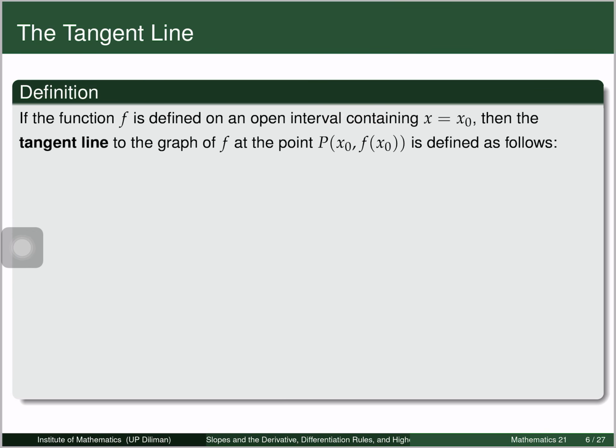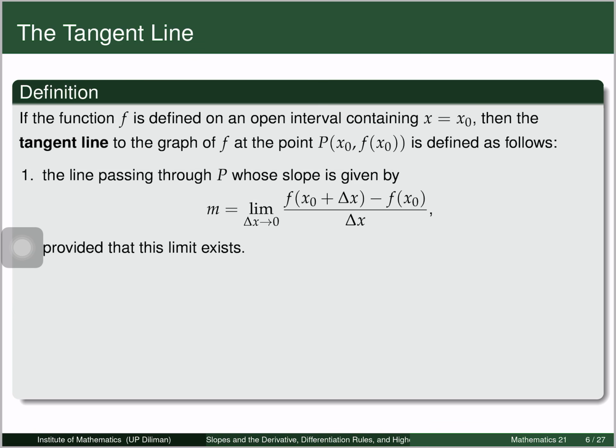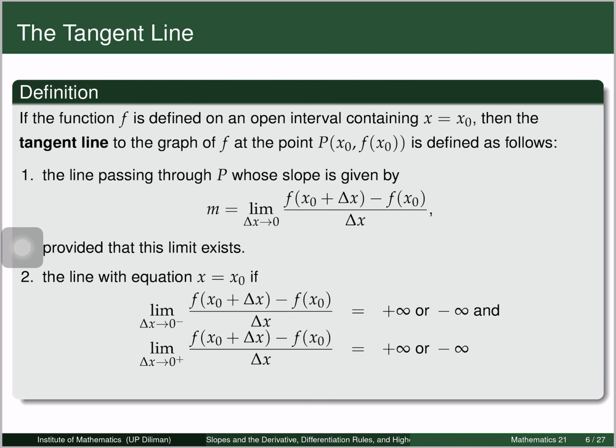Given a function defined on an open interval containing x equal to x0, yung tangent line to the graph of f at point P is defined as, so number 1, it is the line passing through P whose slope is given by this formula. So again, kasi kapag may line tayo, pwedeng para makuha natin yung equation ng line, may slope at saka point. So dito alam natin na yung slope ay itong formula na to, tapos yung point si point P. We can also have that the tangent line is the line with the equation x equal to x0.